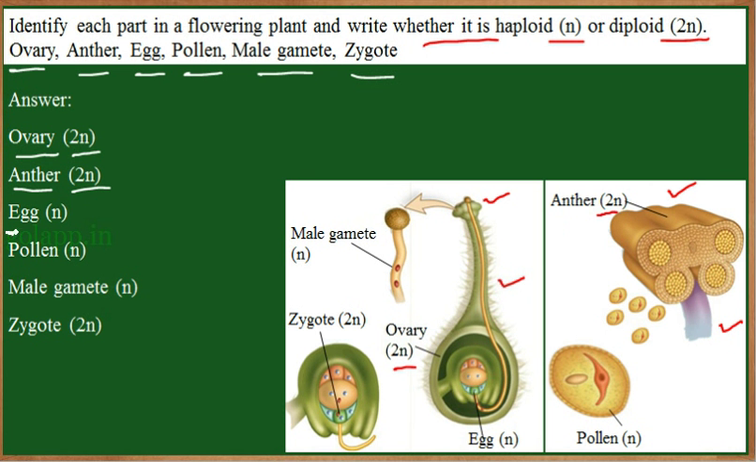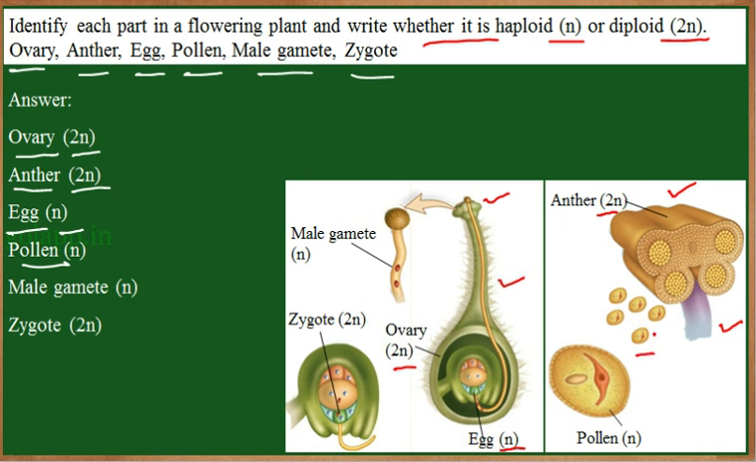The next structure is egg. Now egg is present in the embryo sac. Now this center part is the embryo sac which is present inside the ovary. Egg is always haploid. It contains 1 set of chromosome. So egg is haploid.